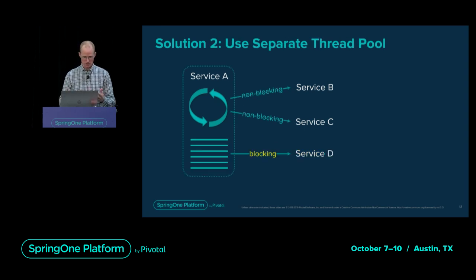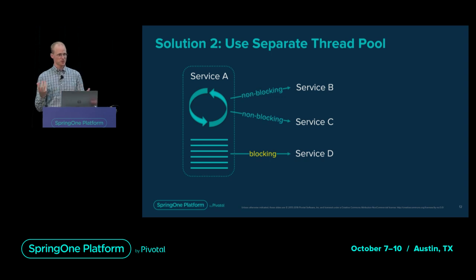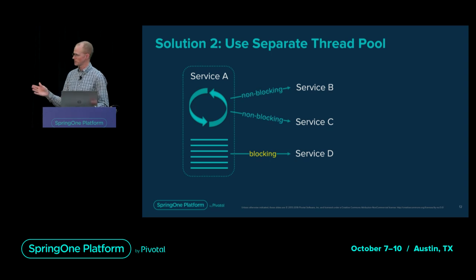So the second solution is one that we've heard several times at this conference, and that's basically isolating all of your blocking calls to a separate thread pool within the same service. So you can see in this chart, we have service A. It has two different thread pools, one for our event loop, which has, again, roughly equivalent number of threads to the CPU cores. And we have another thread pool for all of our blocking tasks. And we just have to make sure that all the blocking is isolated to that thread pool.